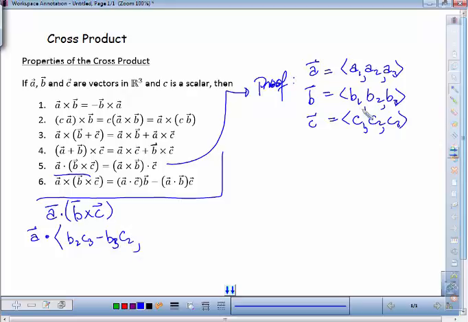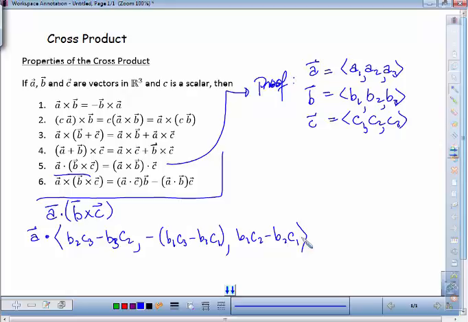And then in the J direction, don't forget that there's a negative sign. So whether you put this negative sign or you do the multiplication, again, it's however you want to do it. So it's B1 and C3 minus B3 and C1. And then the last one is B1 C2 minus B2 C1.